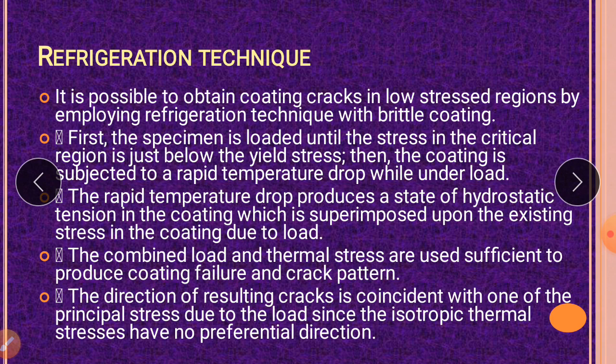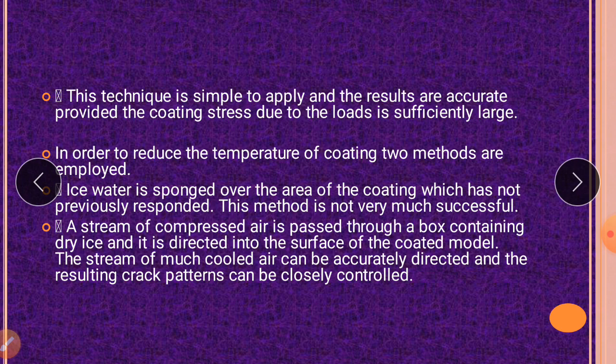That type of cooling, applied in two steps to the coating, makes some crack patterns. The direction of the resulting cracks is coincident with one of the principal stresses due to the load, since the isotropic thermal stresses have no preferential direction. So if you apply the load, the cracks are going to coincide with one of the principal stresses. By that we determine the stress. This technique is simple to apply, and the results are accurate provided the coating stress due to the load is sufficiently large. The refrigeration technique is very simple. To cool it, in order to reduce the temperature of the coating, two methods are used. One is ice water.